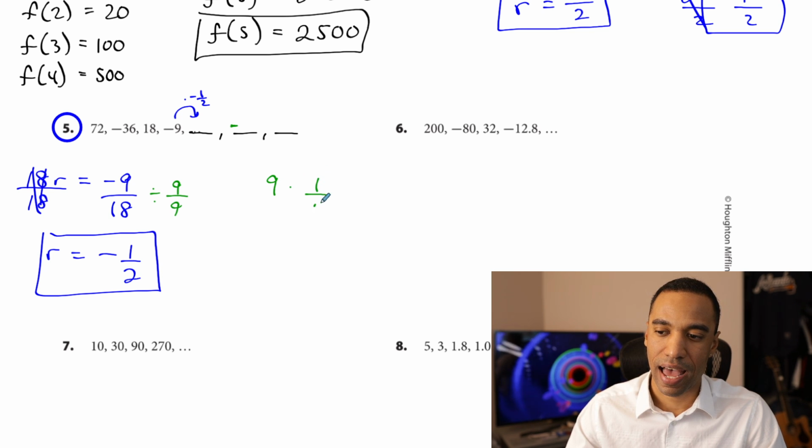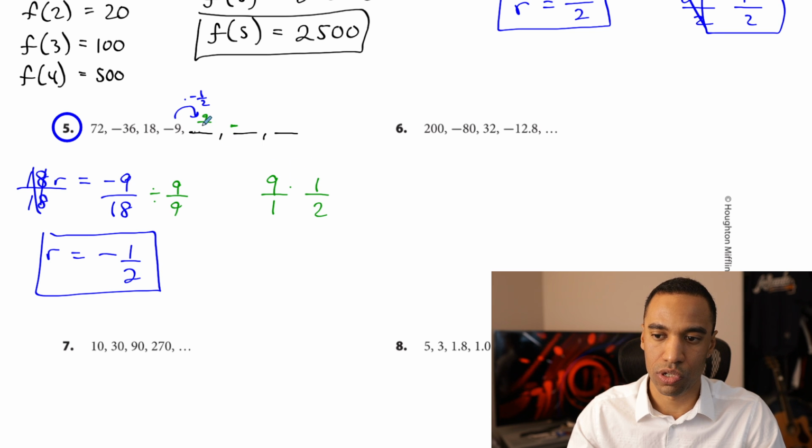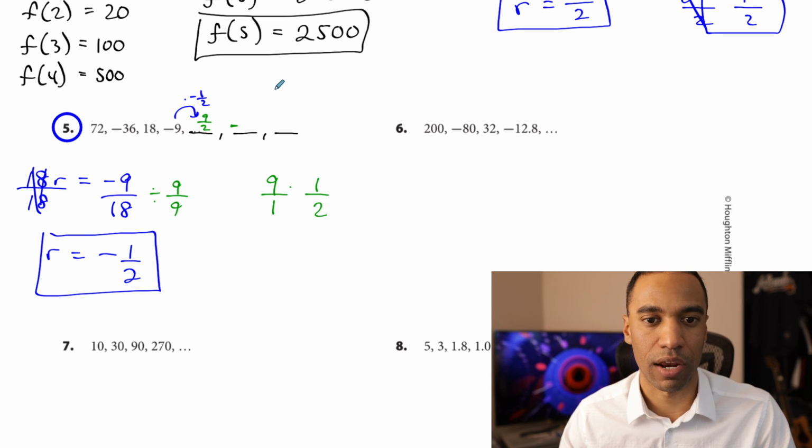9 times 1/2. Again, 9 is 9/1. 9 times 1 is 9, and 1 times 2 is 2. I get 9/2. Can I write an improper fraction?